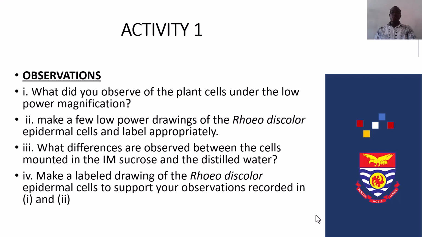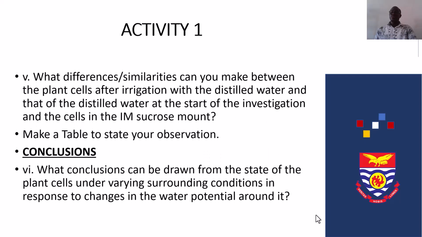Make a labeled drawing of the Rhoeo discolor epidermal cells to support your observations recorded in 1 and 2. Then, what differences or similarities can you make between the plant cells after irrigation with the distilled water and that of the distilled water at the start of the investigation, and the cells in the 1 molar sucrose mount? Make a table to state your observation.